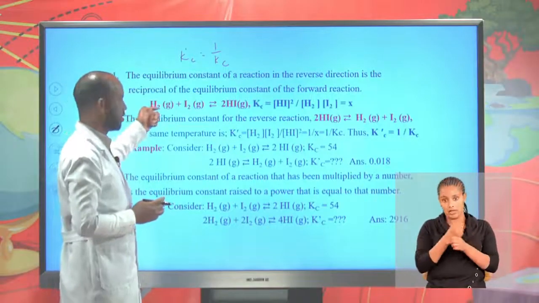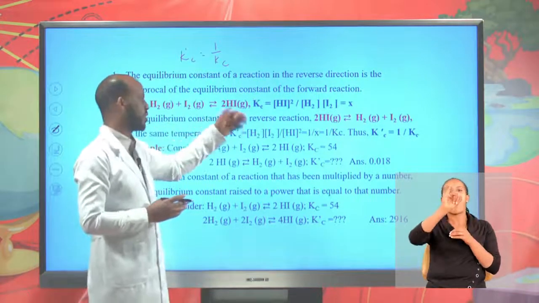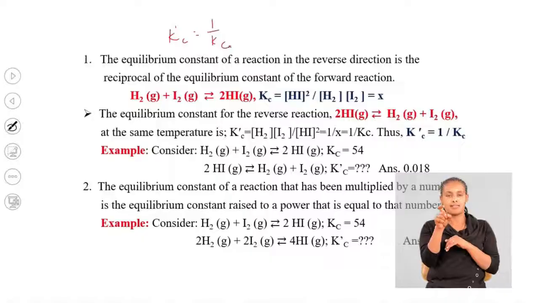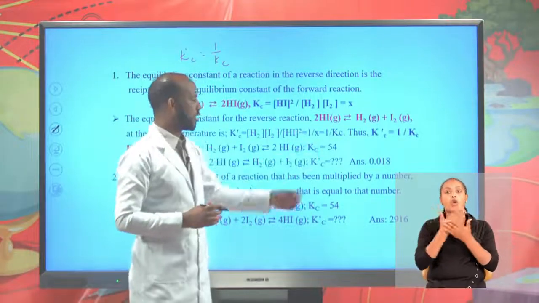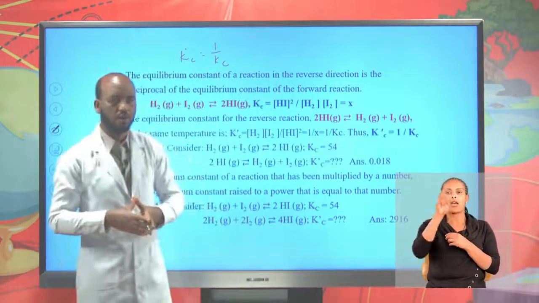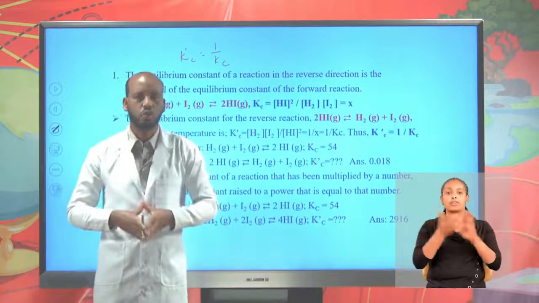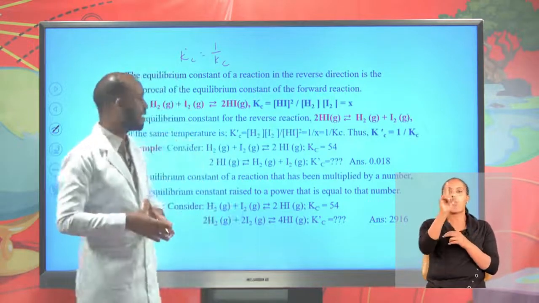Take this equilibrium reaction: hydrogen gas plus I2 gas in equilibrium with hydrogen iodide gas. For this reaction, the equilibrium constant Kc is X. When this reaction is reversed, it becomes 2 hydrogen iodide gas in equilibrium with H2 gas plus I2 gas. Now, the new equilibrium constant K'c is 1 over original Kc. Therefore, if a given reaction at equilibrium is reversed, then the new equilibrium constant K'c is 1 over original Kc.